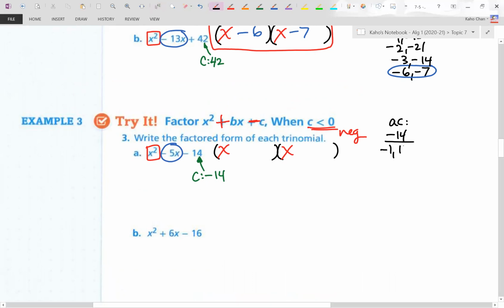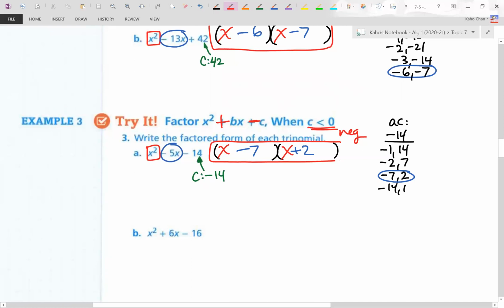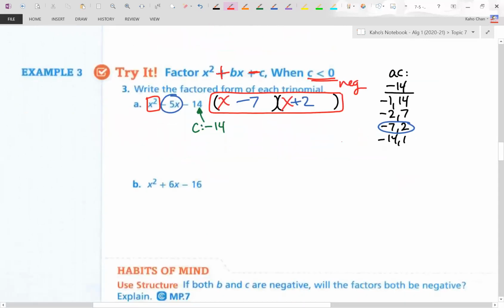Negative 1, 14. Nope. That's 13. Negative 2, 7. Oh, so close. There it is. I got a positive 5. I just need a negative 5. Maybe just switch the sign there. Oh yeah, there it is. Yay. I'm going to list out the rest of it just to leave it on the video there. There it is, -7, +2. Winner, winner, there it is. The inner and the outers do add up to -14. You can always check if you need to. All right.